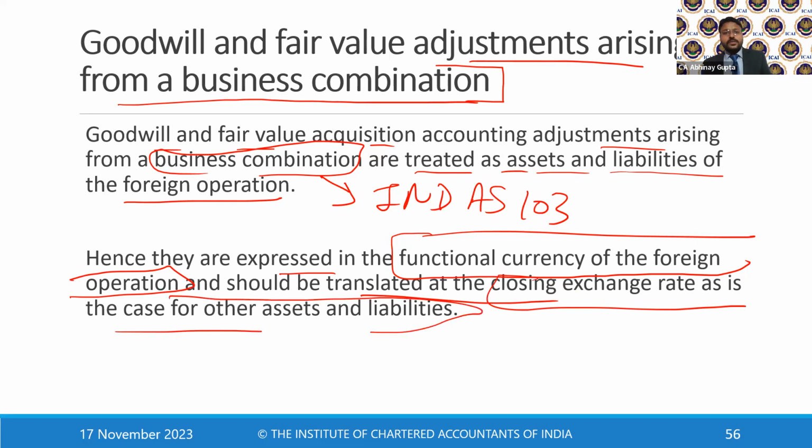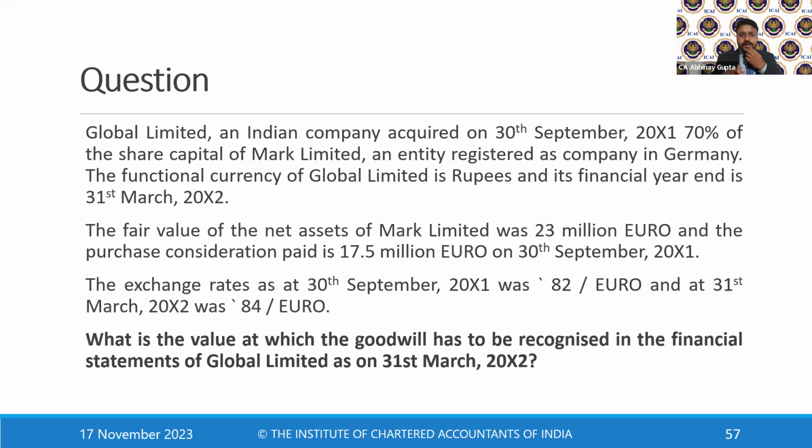So the manner in which other assets and liabilities will be translated from the foreign operation's functional currency to the parent's functional currency, the same way goodwill will also be translated. That's what the concept is saying.